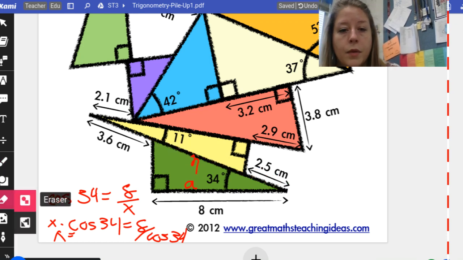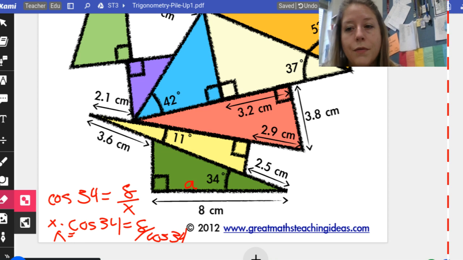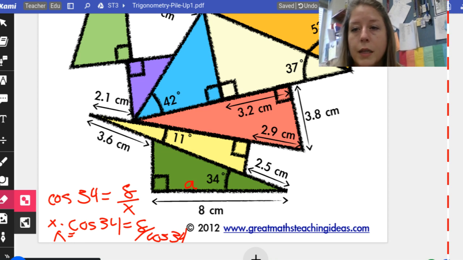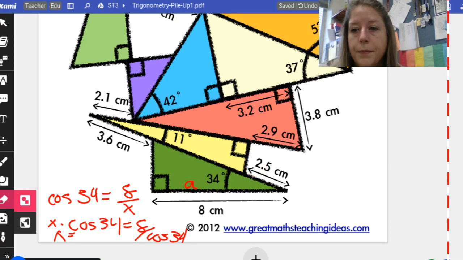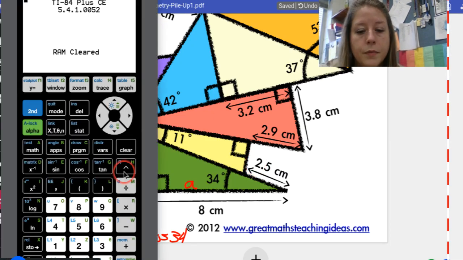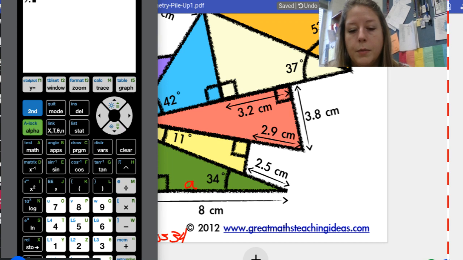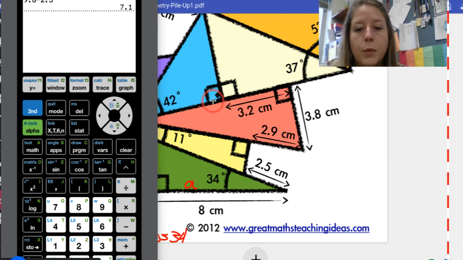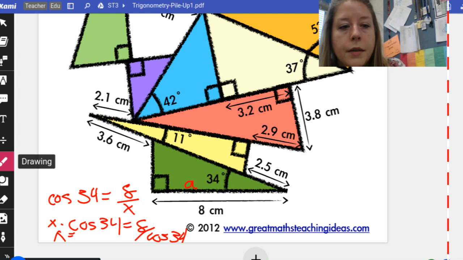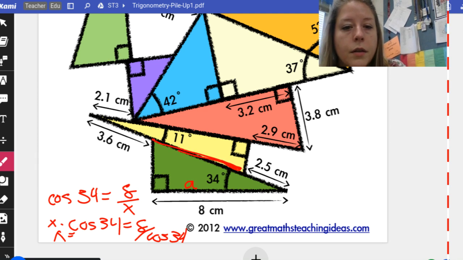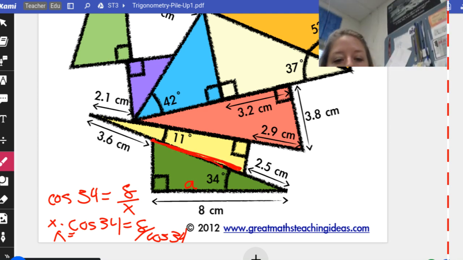However, we already know part of it is 2.5. I shouldn't have closed my calculator. So I need to take that 2.5 away. So I had 9.6, minus 2.5, so 7.1. So the remaining line that we don't have labeled right here is 7.1.